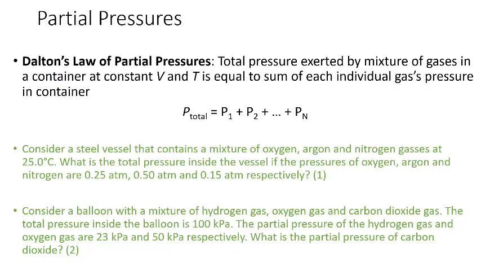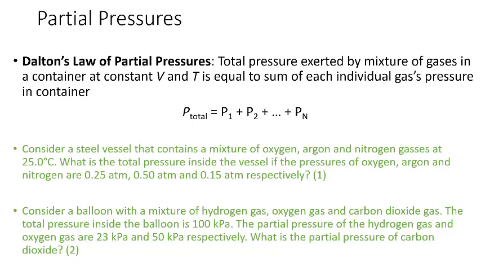Okay, let's work through the next example here. Consider a balloon with a mixture of hydrogen gas, oxygen gas, and carbon dioxide gas. The total pressure inside the balloon is 100 kilopascals. The partial pressures of the hydrogen gas and oxygen gas are 23 kilopascals and 50 kilopascals, respectively. What is the partial pressure of carbon dioxide inside of that vessel?